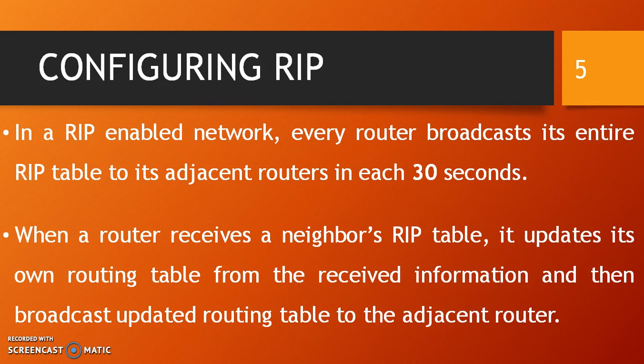Let us see what the commands are and how to configure the RIP protocol. In a RIP-enabled network, every router broadcasts its entire RIP table to its adjacent routers every 30 seconds. When a router receives a neighbor's RIP table, it updates its own routing table from the received information and then broadcasts the updated routing table to the adjacent routers.